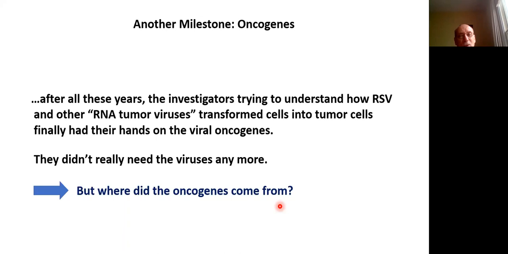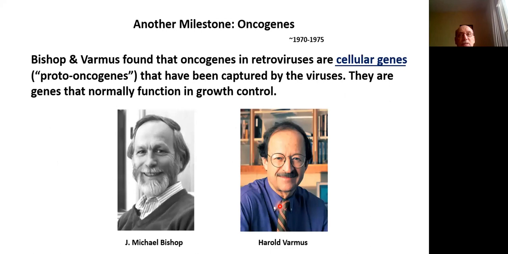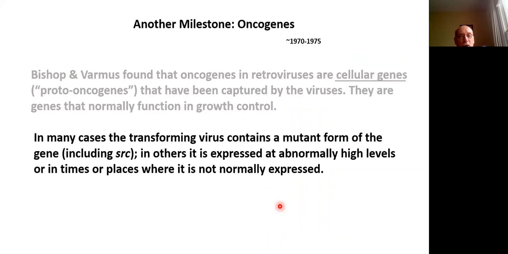This was answered by Bishop and Varmus, basically doing subtractive hybridization. They found, interestingly, that the oncogenes found in retroviruses come from cellular genes, what we call proto-oncogenes, that have been captured by the viruses. These are genes that normally function in growth control, although in many cases, the version of the gene, the viral oncogene present in the transforming virus, is not identical to the gene present in normal cells, the parental gene, for example, SARC.